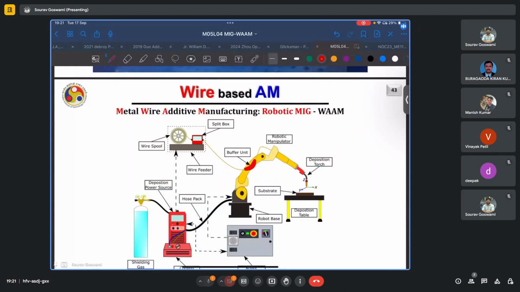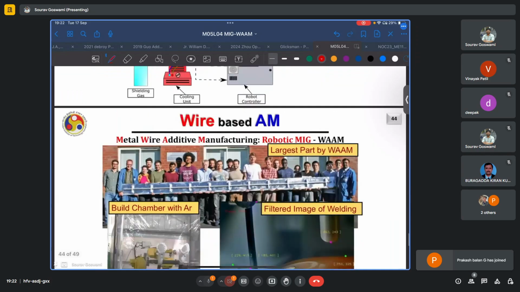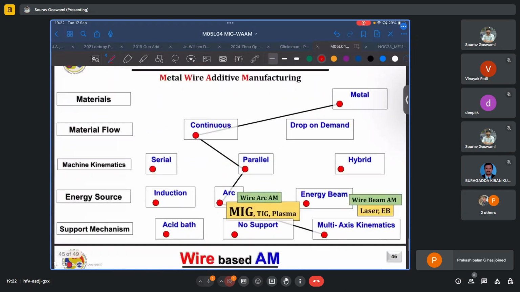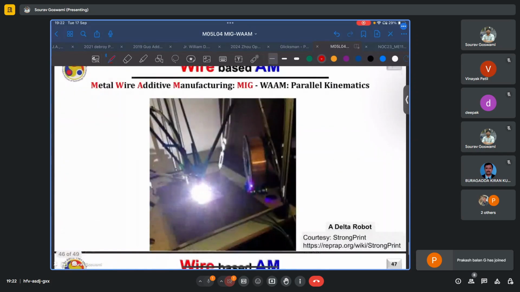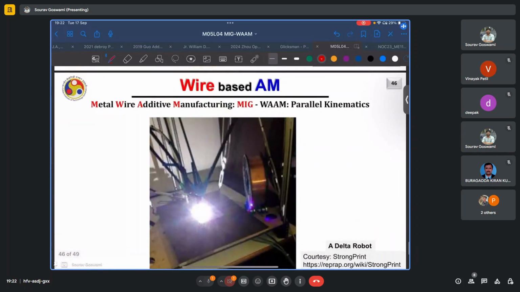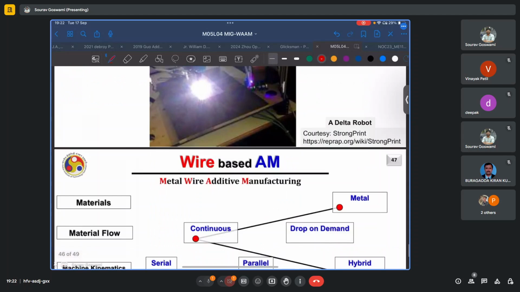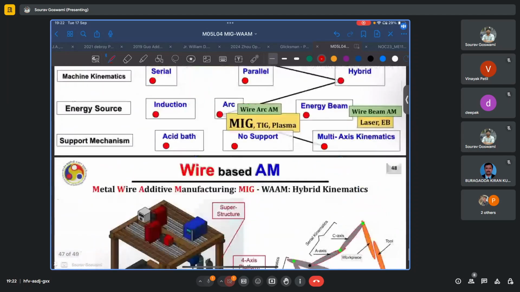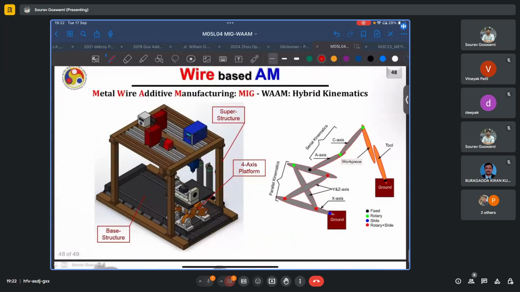Additionally, we could also work with robotic arms for the deposition of parts. As we already discussed, this also allows us freedom of movement and multiple degrees of freedom. Here is an example of parallel kinematics being used in WAM. You may refer to the video for further information. And this is a prototype of a WAM system with hybrid kinematics.